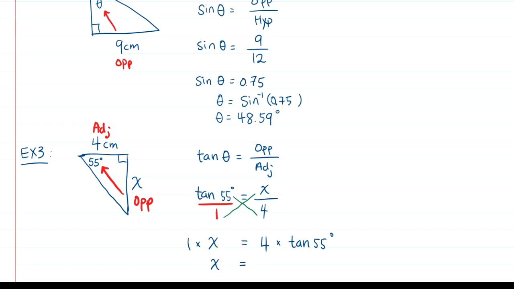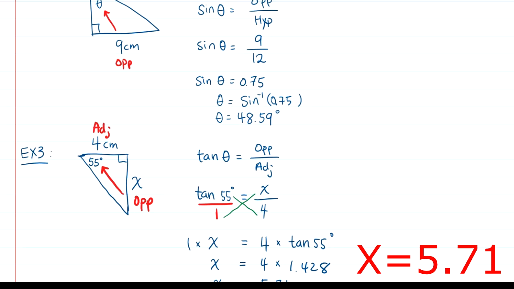So 1 times x is just x. What you have to do is punch the right side of the equation into the calculator. So 4 times, what is tangent 55? It is 1.428. And multiplied by 4 is 5.71, approximately. Okay? So the unit is centimeters. And these are all approximations.